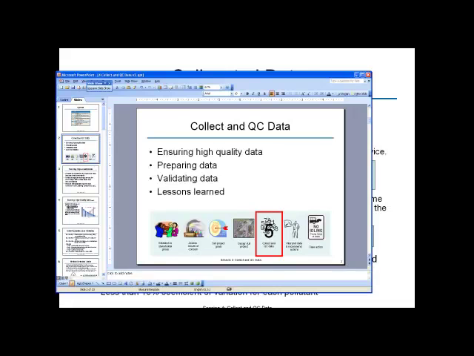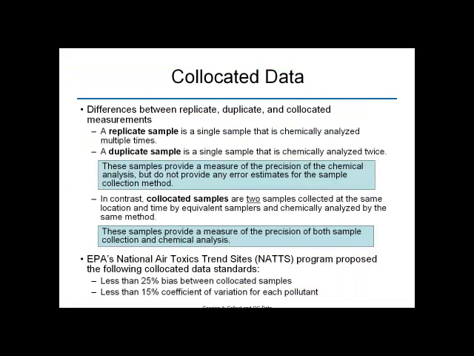All right. So switching gears, we'll talk a little bit about the thing that people do the most in terms of sampling quality control: replicates, duplicates, and co-located measurements.